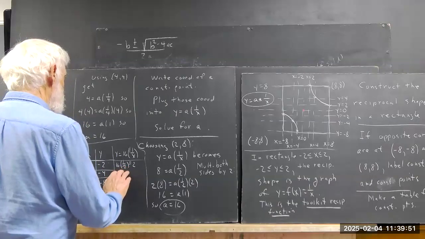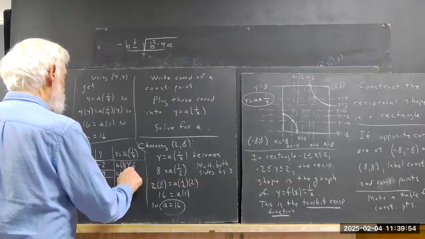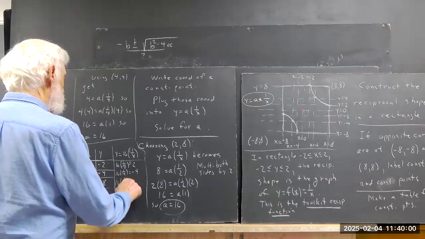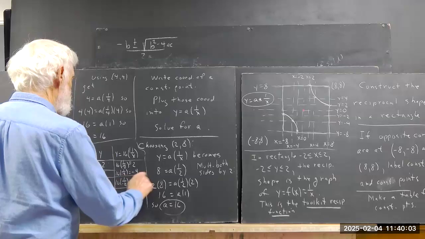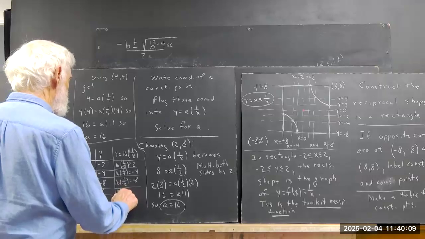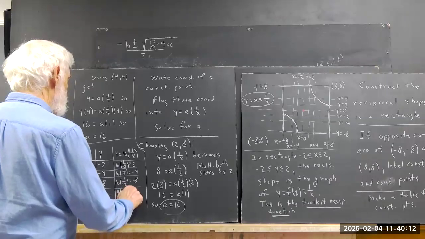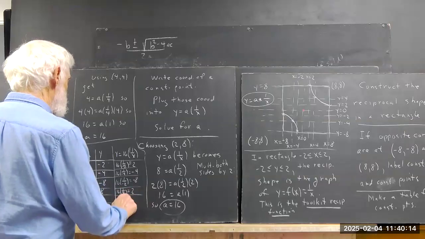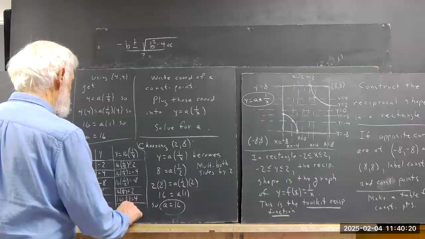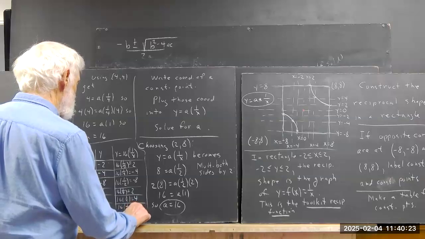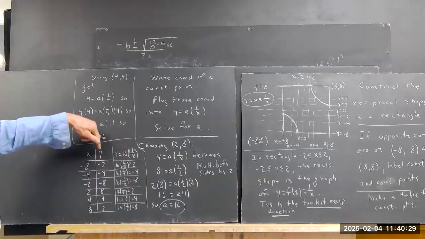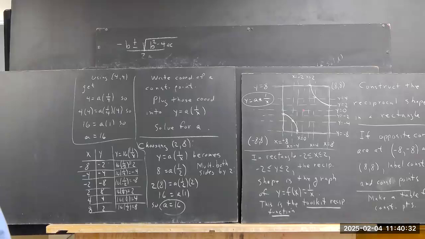That's 16 times 1 over -4 equals -4. 16 times 1 over -2 equals -8. 16 times 1 over 8 is 2. 16 times 1 over 4 is 4. 16 times 1 over 2 is 8. So the numbers we get from the formula match the numbers we got from the construction.